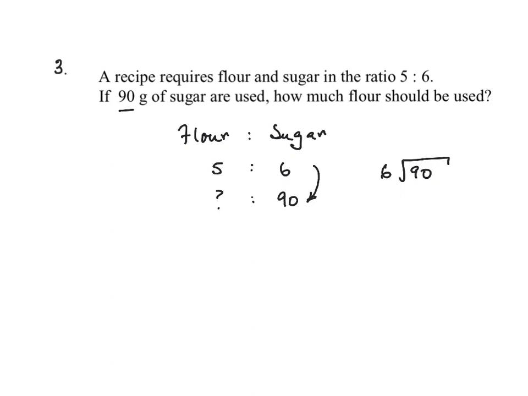So 6 goes into 9 once, with 3 left over. 6 goes into 35 times. So the multiplier is going to be 15. And if we multiply one side by 15, we must multiply the other side by 15. 15 times 5 is 75. So we have 75 grams of flour.